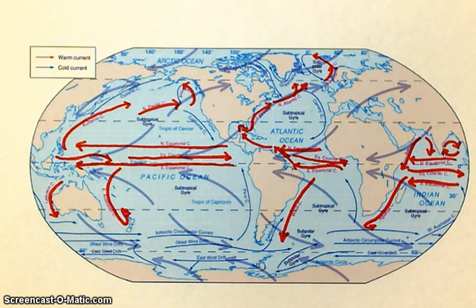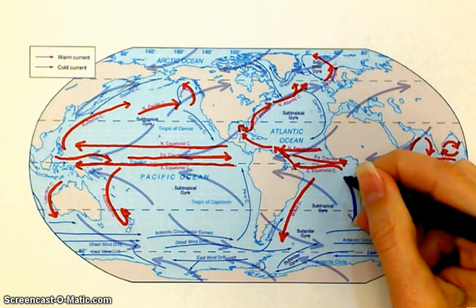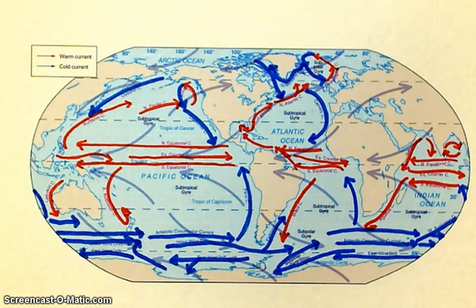Okay, so after you find all of your warm currents, you should have them in red. I'm going to ask you to do the same thing for the cold water currents, except use a blue marker this time. After you get the blue cold water currents drawn in, your map should look something like this.